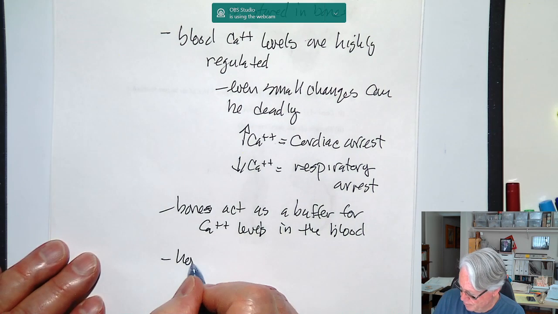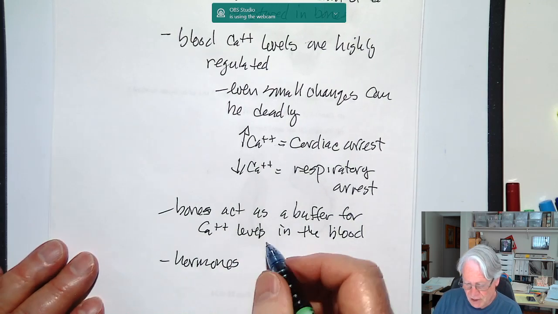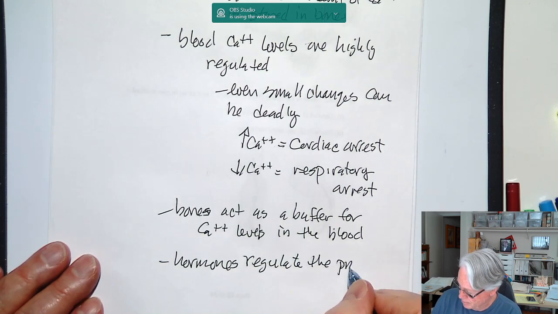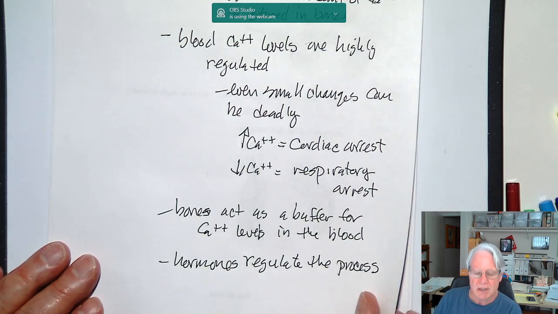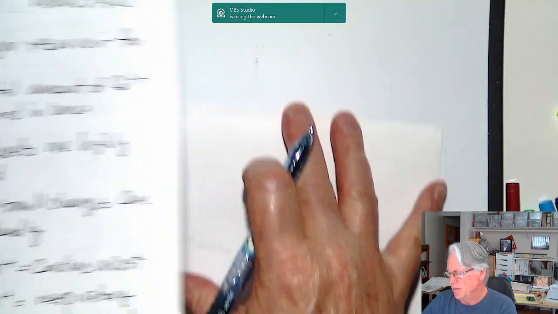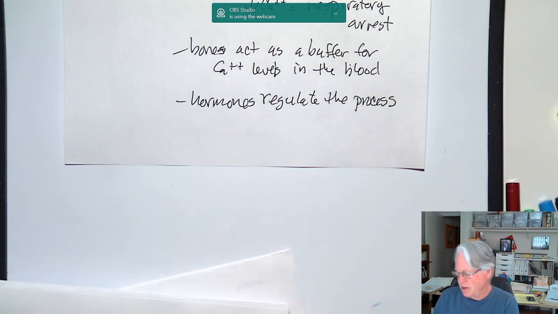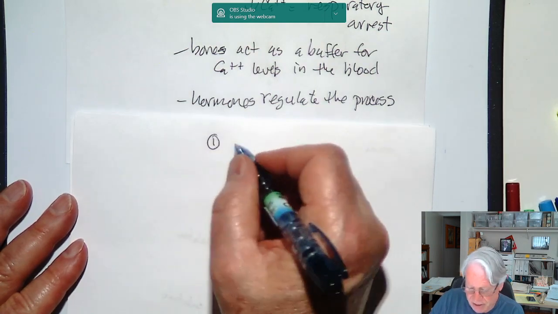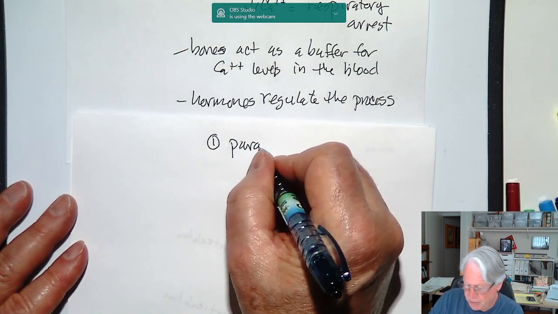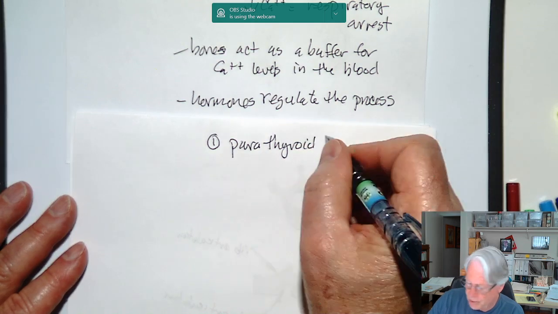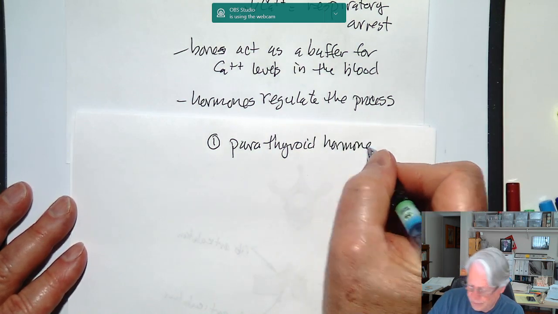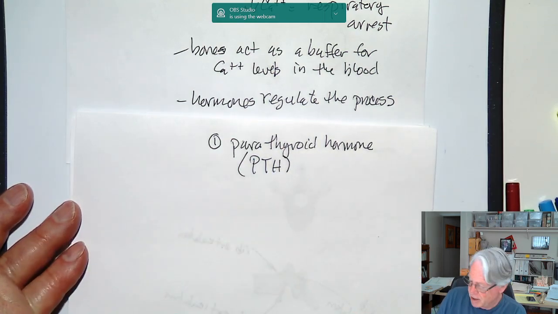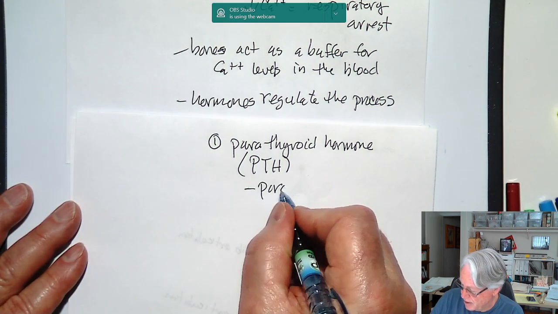Hormones are going to play a role here. They're going to regulate the process. And two hormones in particular are going to be the players in regulating calcium levels in the blood. Number one, parathyroid hormone, which is PTH, all capital letters. Okay. And this is coming from the parathyroid gland.